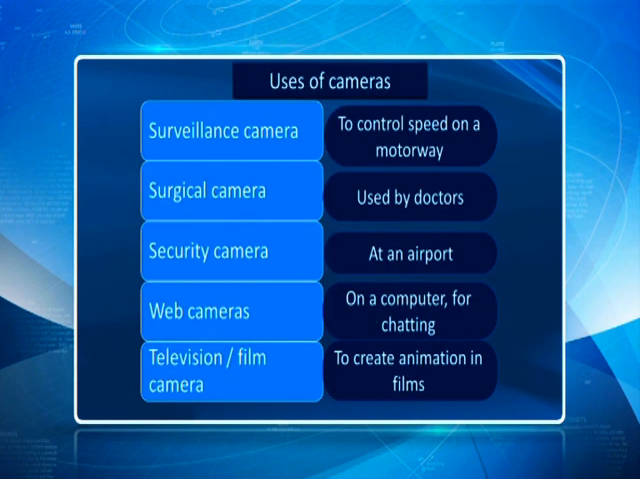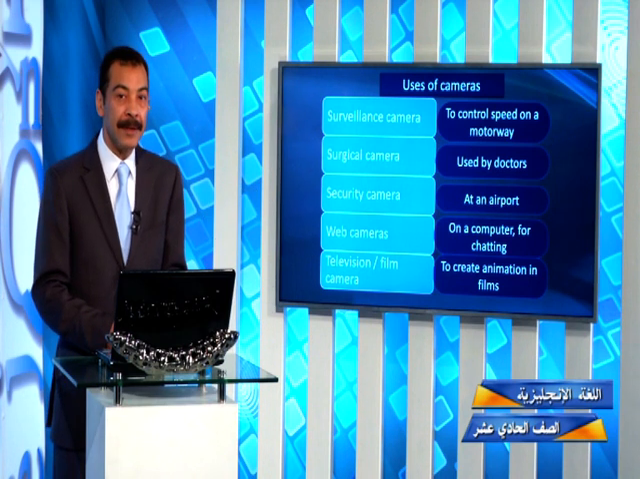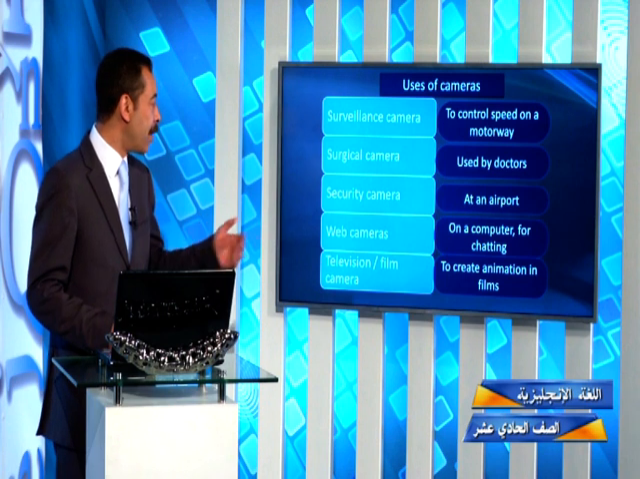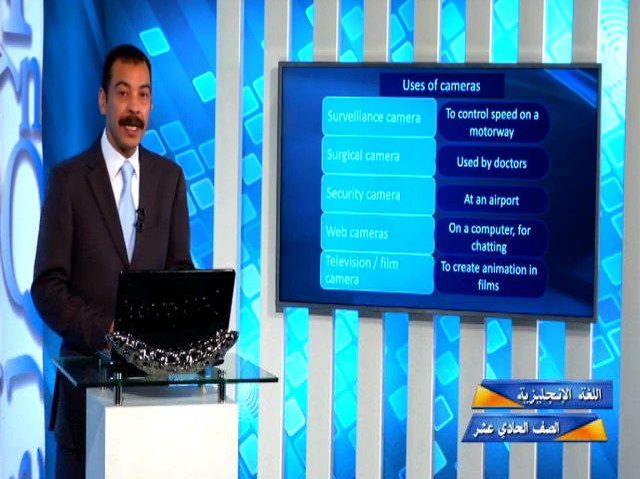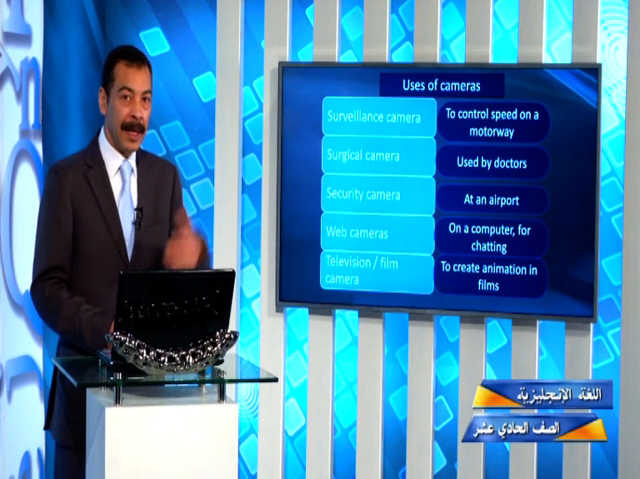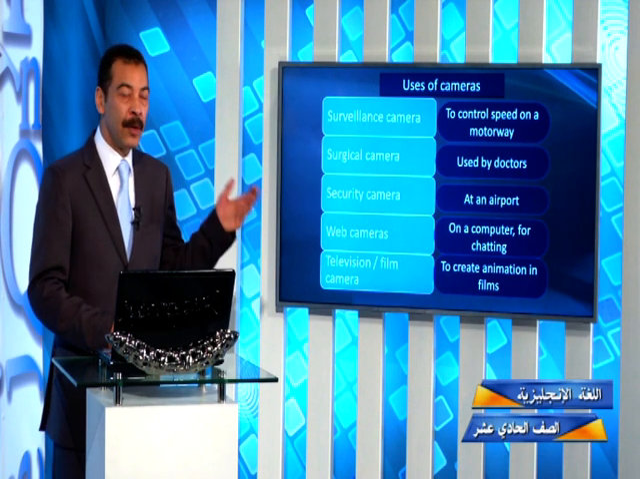Again, I'm going to summarize these things for you and show you this slide. Surveillance camera is used to control speed on a motorway, and surgical cameras are used by doctors. Security camera is used at an airport, and web cameras are used on a computer for chatting. The last one, television film camera, is used to create animation in films. So probably you use one of these cameras, or maybe more, at least a web camera and a television camera for shooting scenes in your family celebrations or when you travel, okay? There are more things to know about cameras. Let's go on with our lesson.